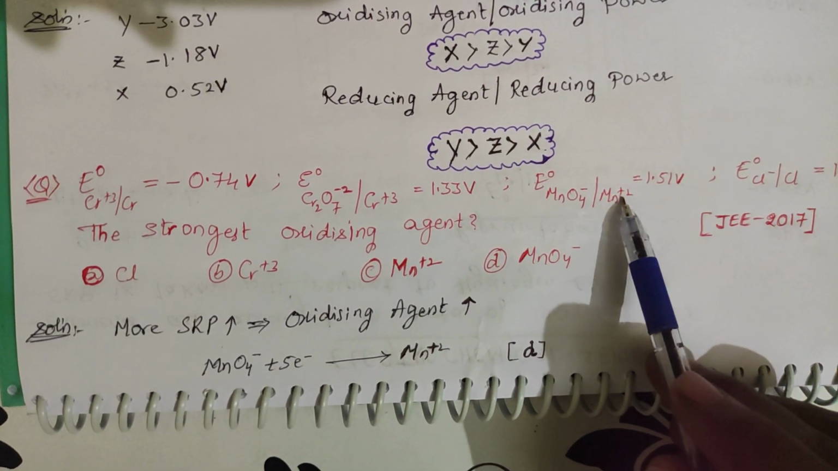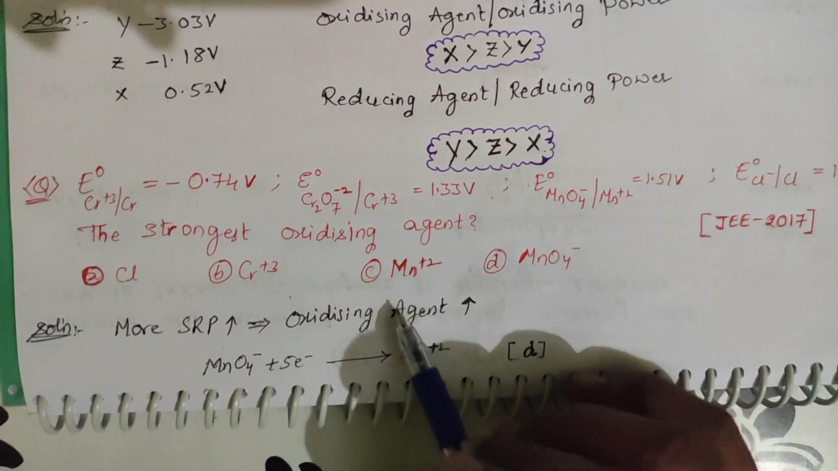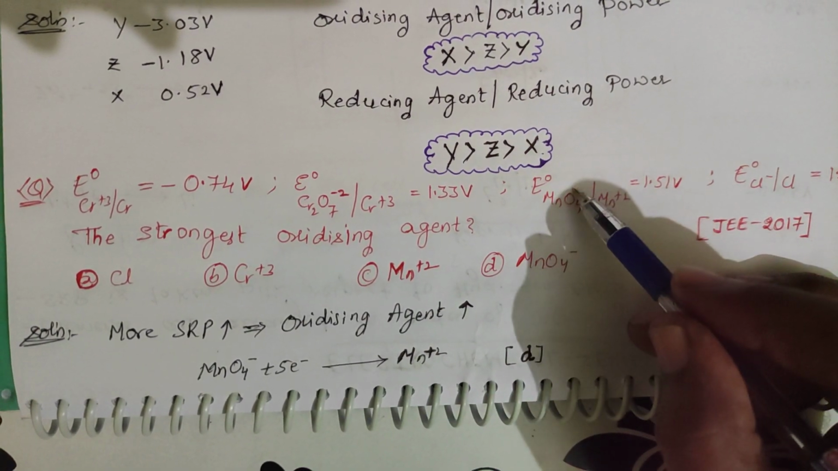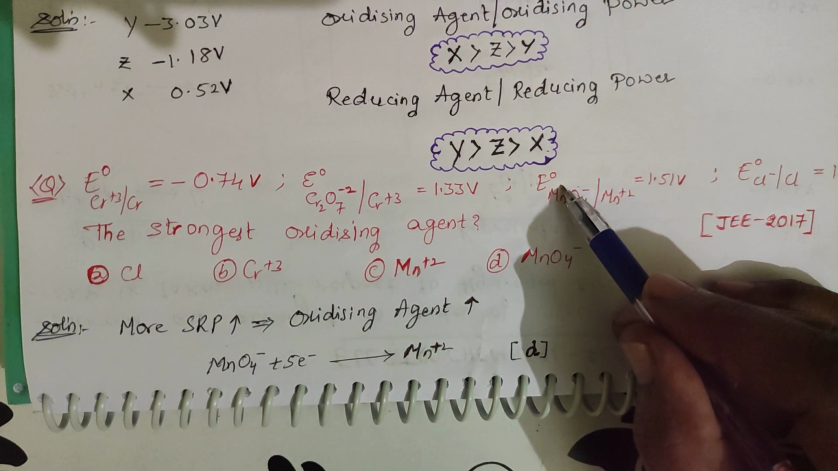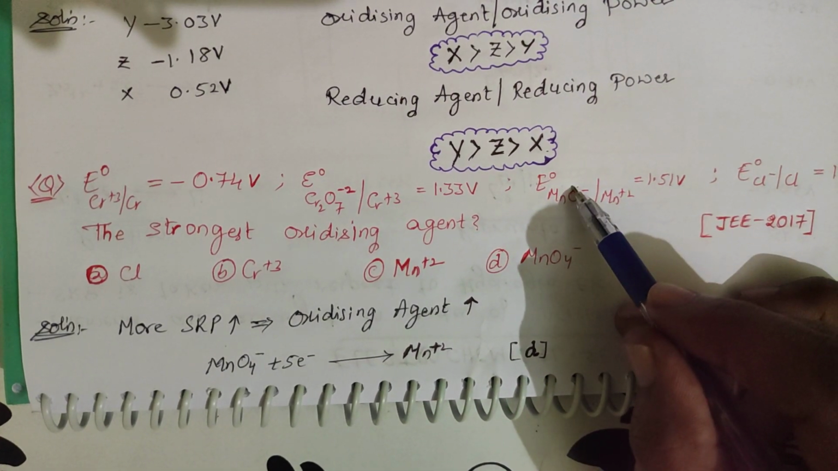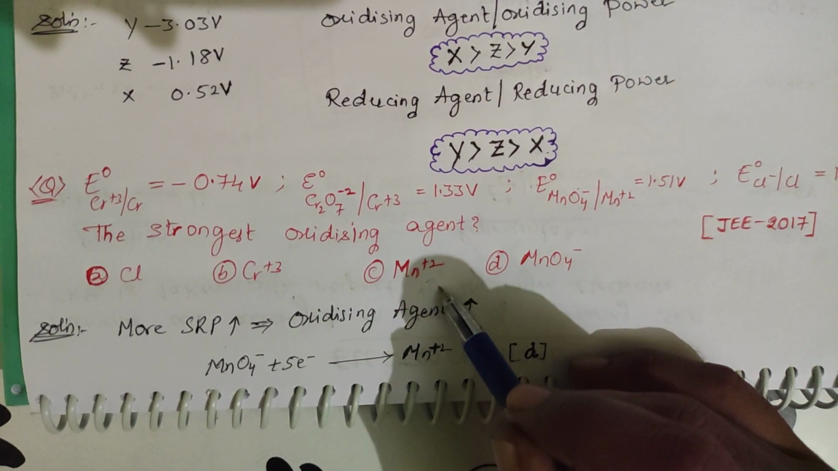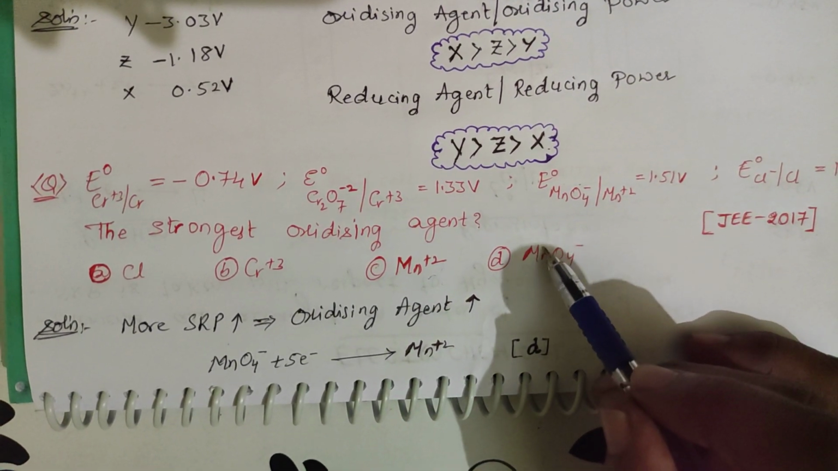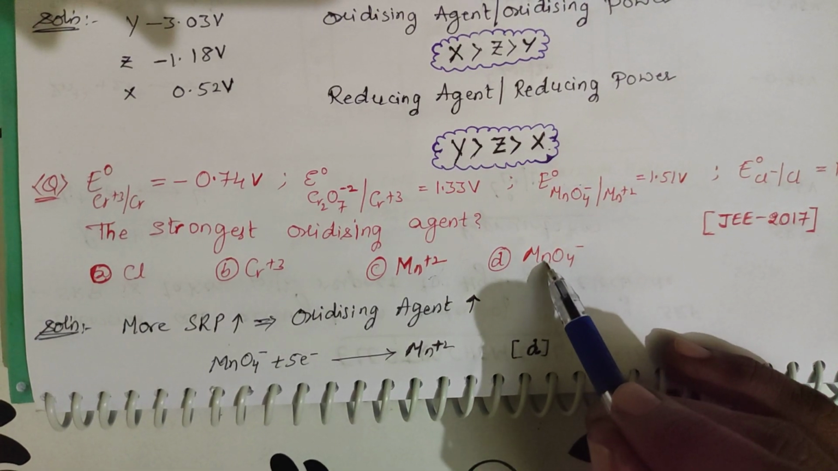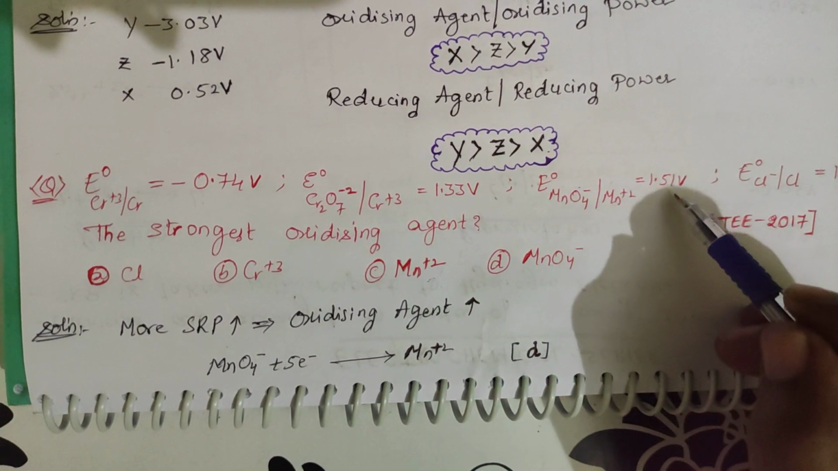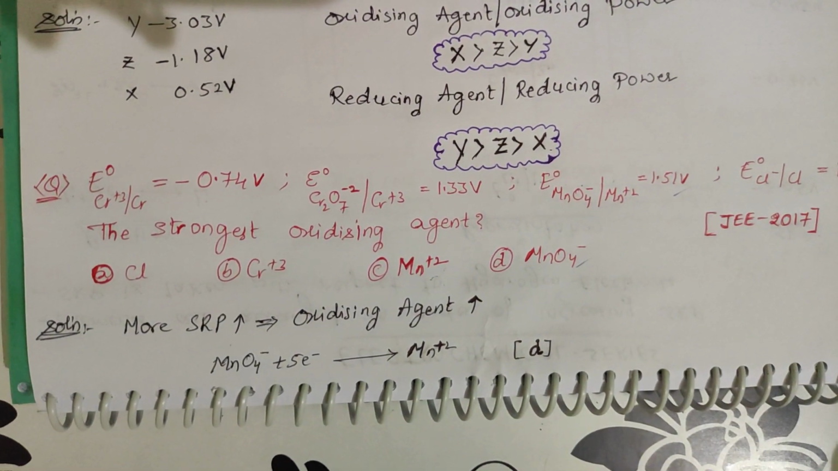Suppose you take Mn plus 2 to Mn plus 7. If Mn plus 2 is the answer, Mn plus 2 should get reduced, then it should change into a lesser one. But here Mn plus 2 getting converted to Mn plus 7 means it has undergone oxidation, so this can't be the answer. MnO4 minus: because he is asking for an oxidizing agent, it should undergo reduction. Here MnO4 minus is getting converted to Mn plus 2, so this is possible. So D is the answer.